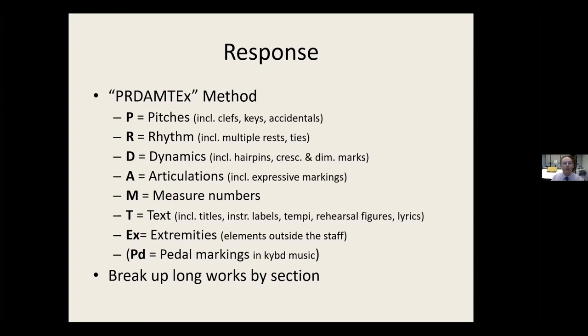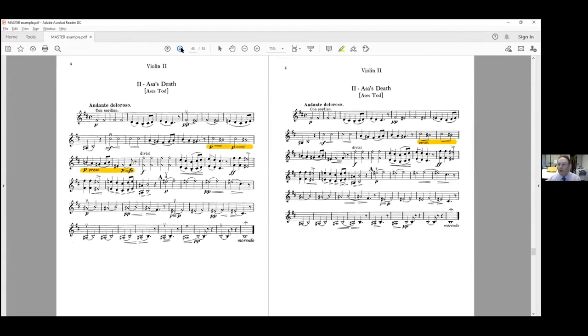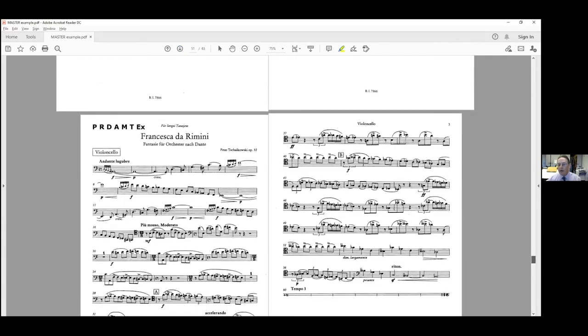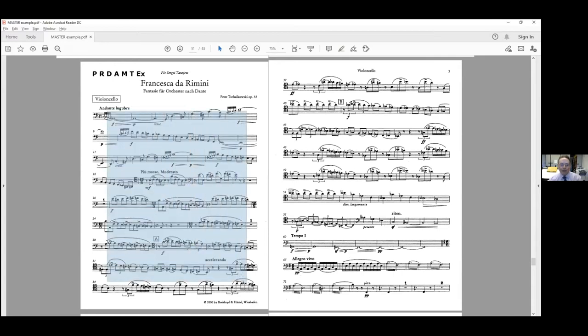So we can break down the different elements by the PRDAMTX kind of business. Pitches, rhythms, dynamics, articulations are pretty straightforward and easily understood. And if I go over here, back to the, hopefully you can see the PDF. Extremities are a bit difficult to explain, but I think visually the best way to explain extremities is things that are outside of the staff.